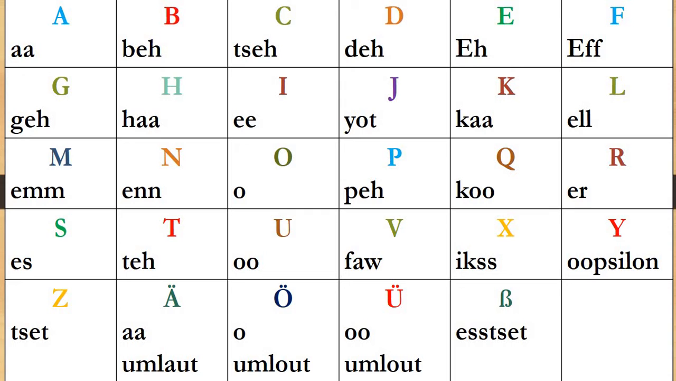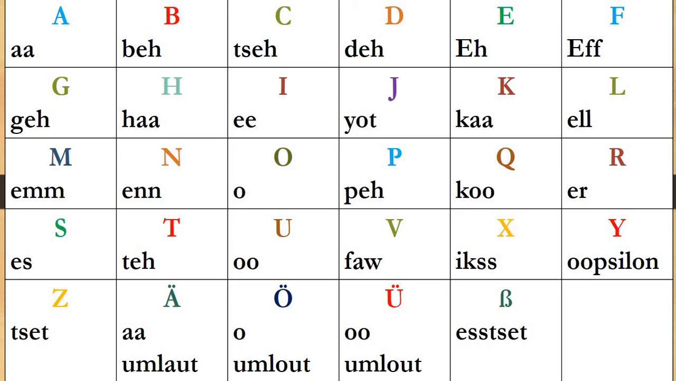Let's start. A, B, C, D, E, F, G, H, I, J, K, L, M, N, O, P, Q, R, S, T, U, V, X, Y, Z, A umlaut, O umlaut and U umlaut. And then we have Eszett. So this is the German alphabet.